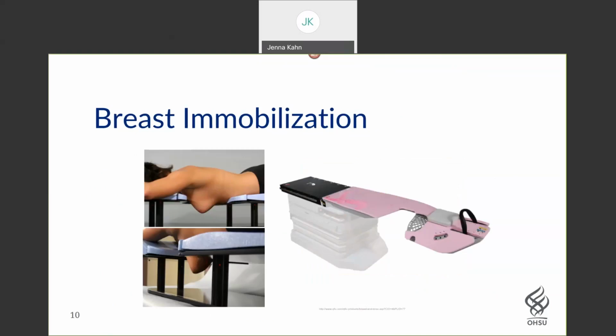Other ways that we can immobilize breasts is to place them into a prone position. That's where they are on their abdomen and the breast falls through into this hole with their arms above, and that can lead to optimization of decreasing dose to other structures during your treatment.